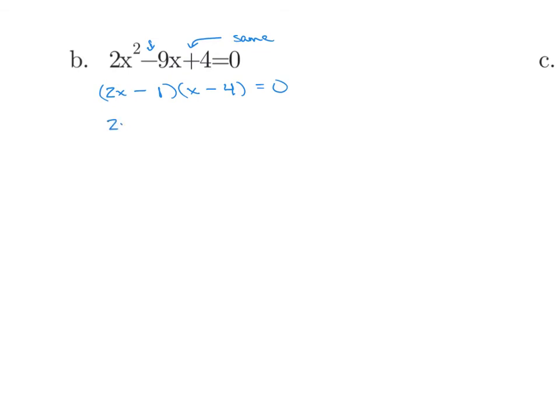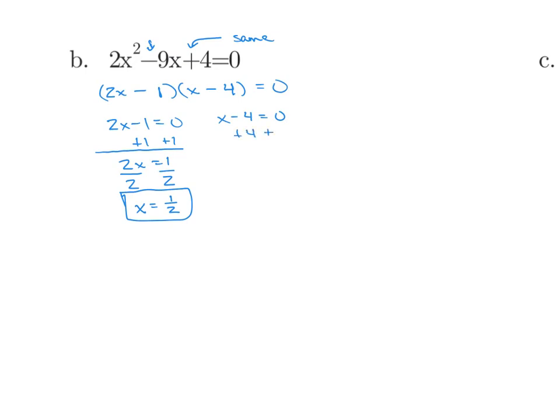So now if we go ahead and set each one of these factors equal to 0, I can add 1 in the first one, and then divide by 2. We get x equals 1/2. Or, in my second factor, I get x equals 4.